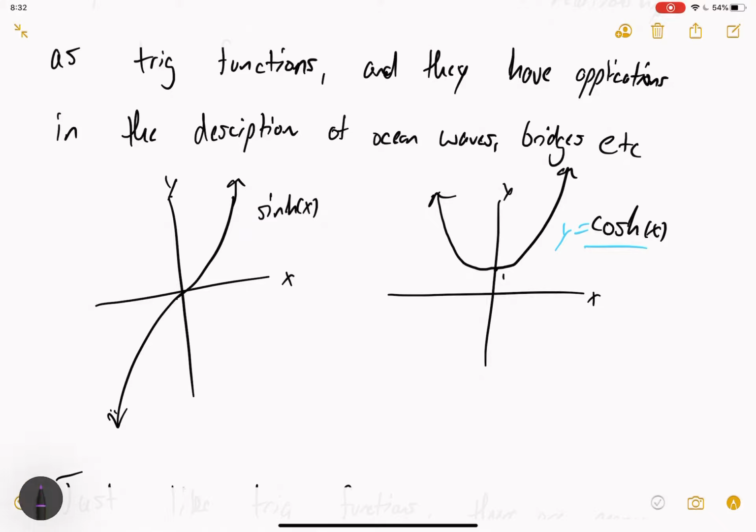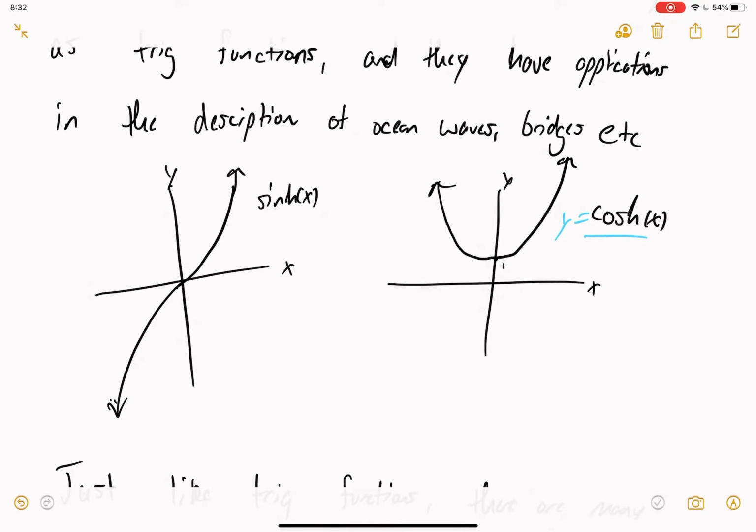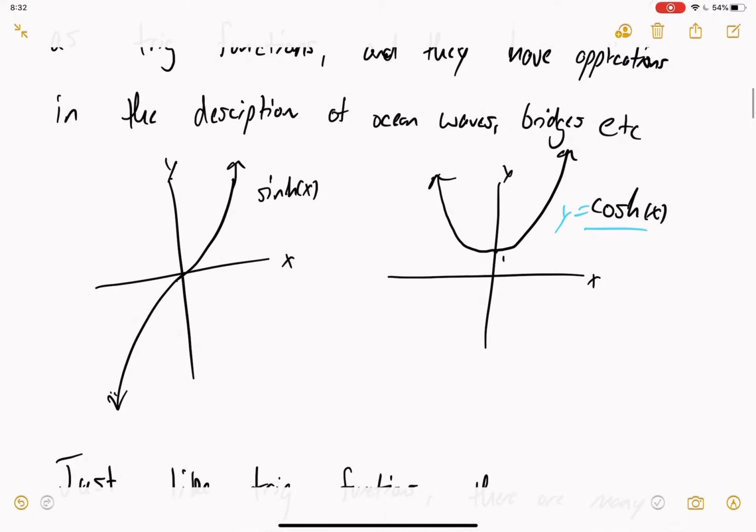They basically have some applications in real world engineering. Frankly, I'm not an engineer, so I don't really know them. I guess a hanging wire is pretty good, because it's not very much like a parabola. But let's do the graphs.